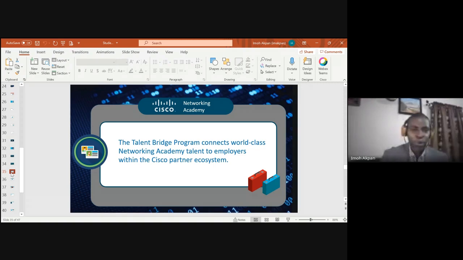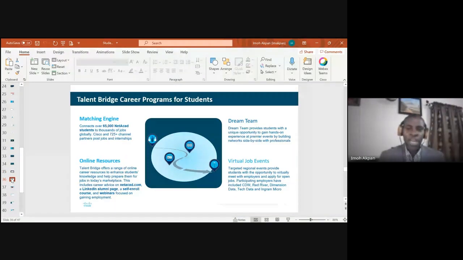We have this program, it's Imagine Engine. So what it does is that a student that comes in can log in to the Academy platform, the Talent Bridge program, and submit their CVs, and then we also have Cisco partners that post job opportunities on the platform. Currently, the program has been able to connect over 65,000 students to jobs globally. That's the Talent Bridge program.